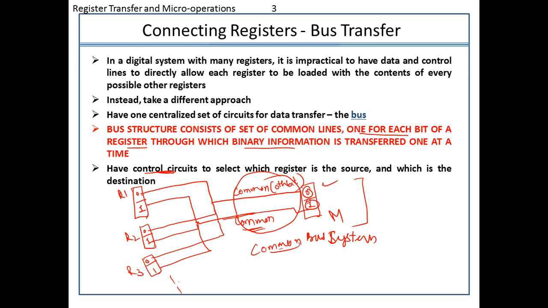We will be using some sort of control circuits to select which particular register has to transfer the data. Let's suppose now R2 has to transfer the data here to this M register. So there would be some sort of control functions or control signals or control circuits which will be handling this operation. Only R2 will be allowed to transfer its data on this common bus line, and R1 and R2 would not be able to do so. So we will be using some sort of architecture or constructing mechanism for that, which we will learn in the next slide.